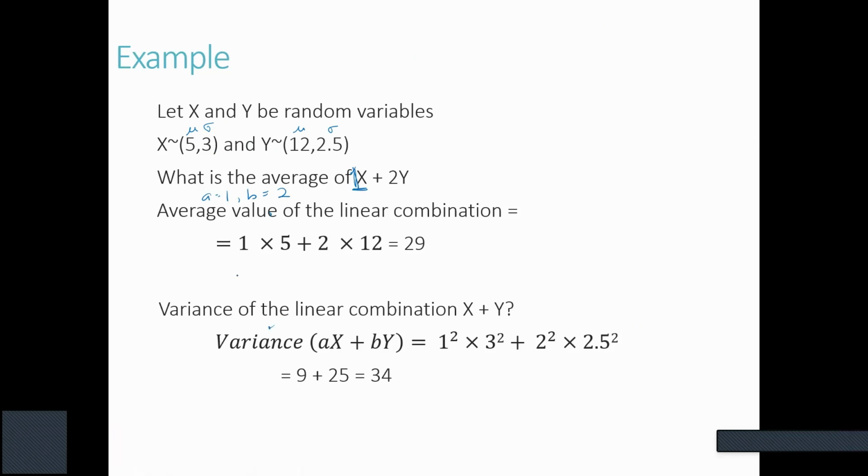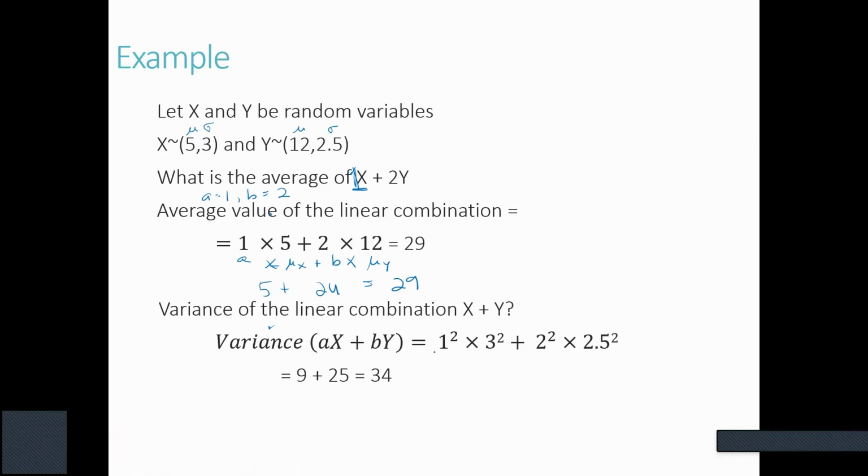So this is a times mu of x plus b times mu of y. And so a is 1, mu of x is 5, so that's 5. B is 2, mu of y is 12, so that's 24. So that gives us 29. Okay?